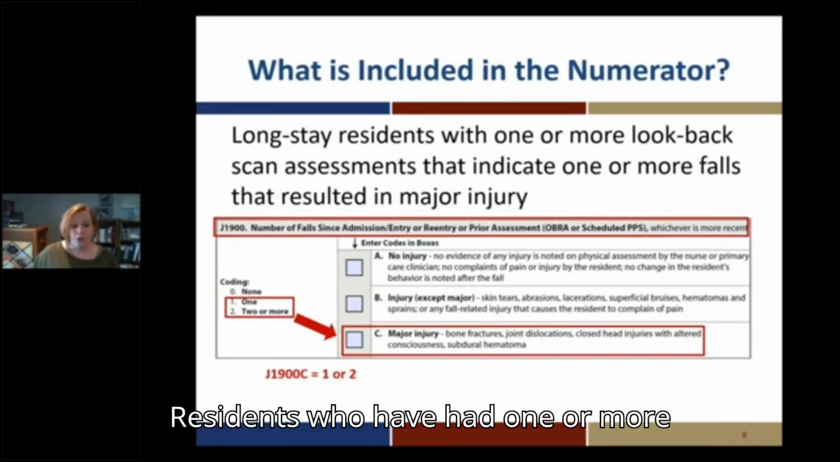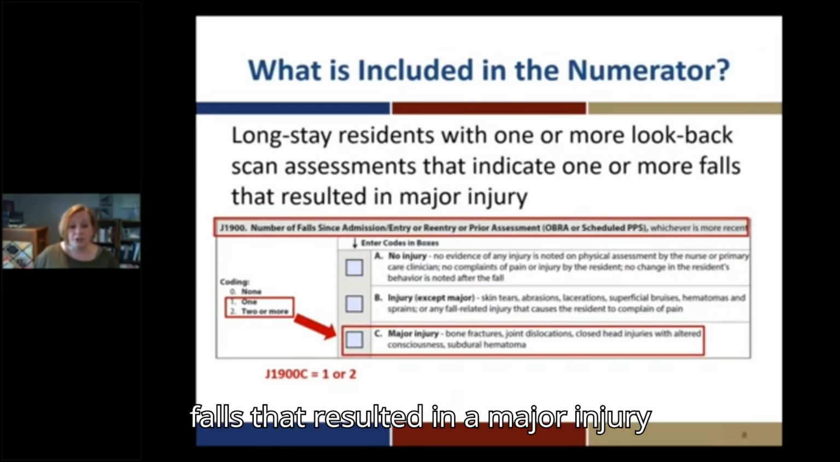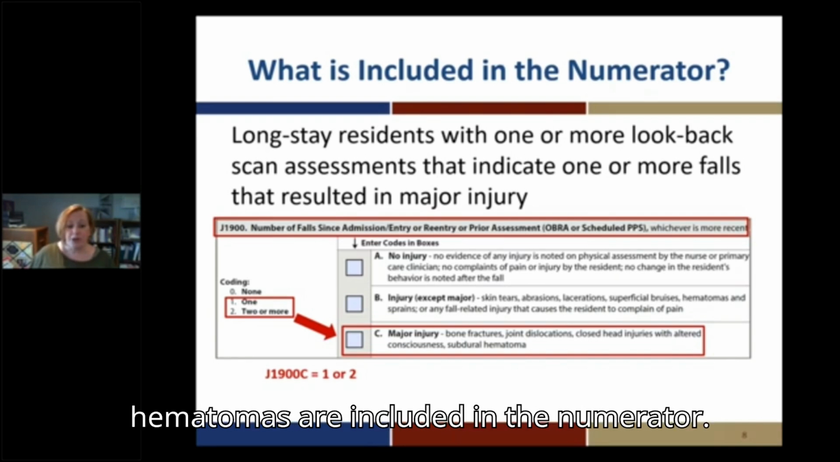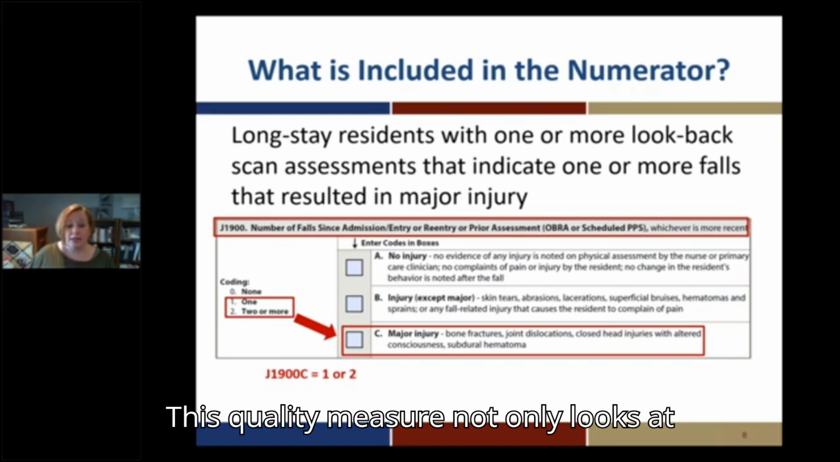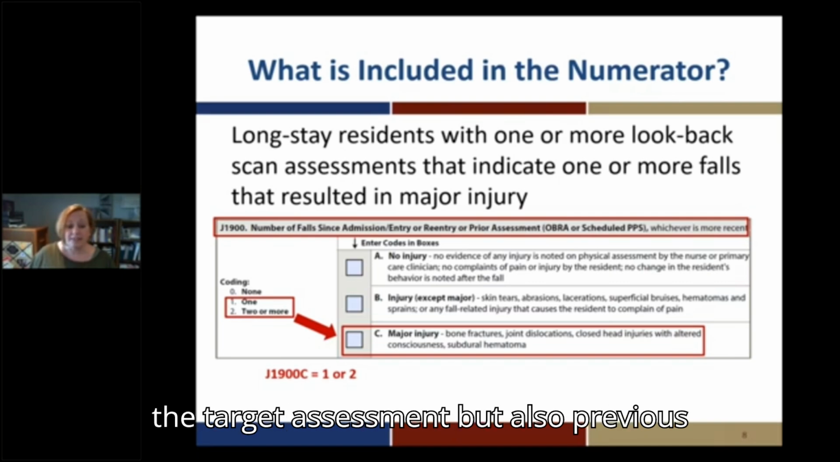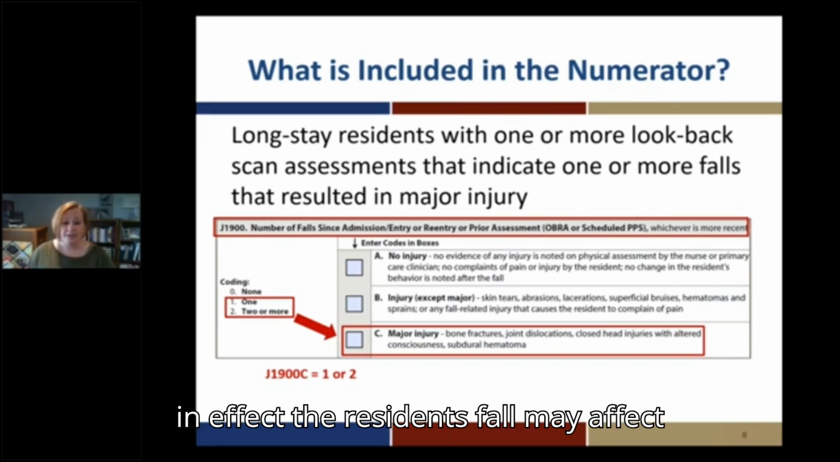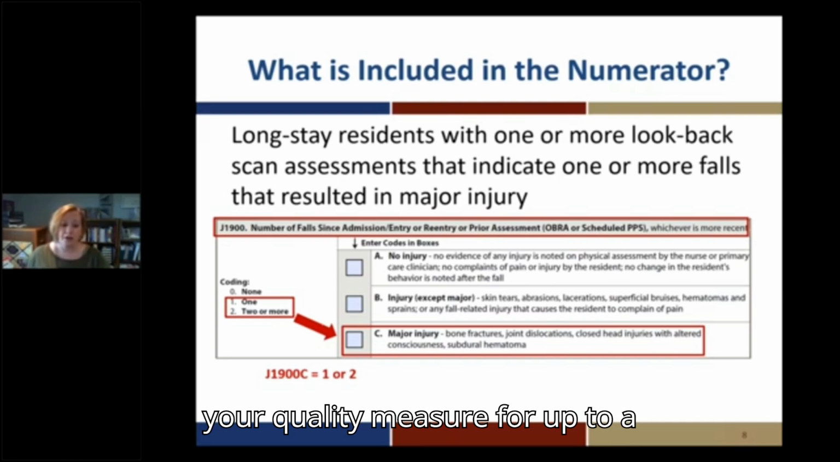Residents who have had one or more falls that resulted in a major injury, such as a bone fracture, joint dislocation, closed head injuries with altered consciousness, or subdural hematomas, are included in the numerator. This quality measure not only looks at the target assessment, but also previous assessments up to 275 days. So in effect, the resident's fall may affect your quality measure for up to a year.